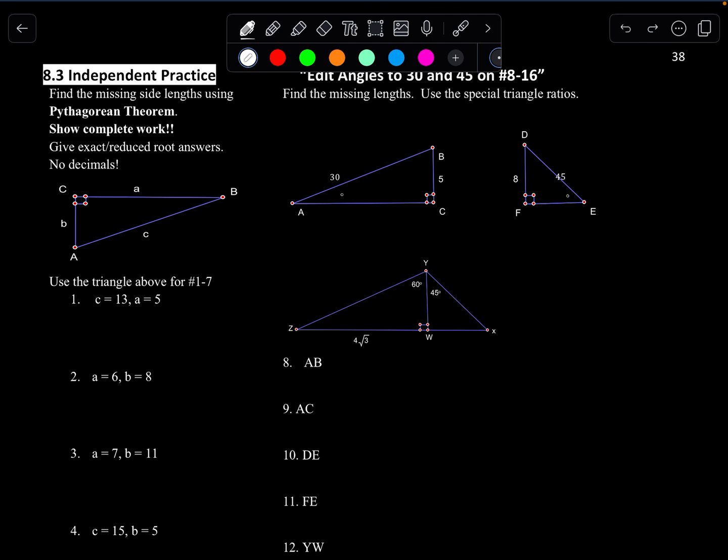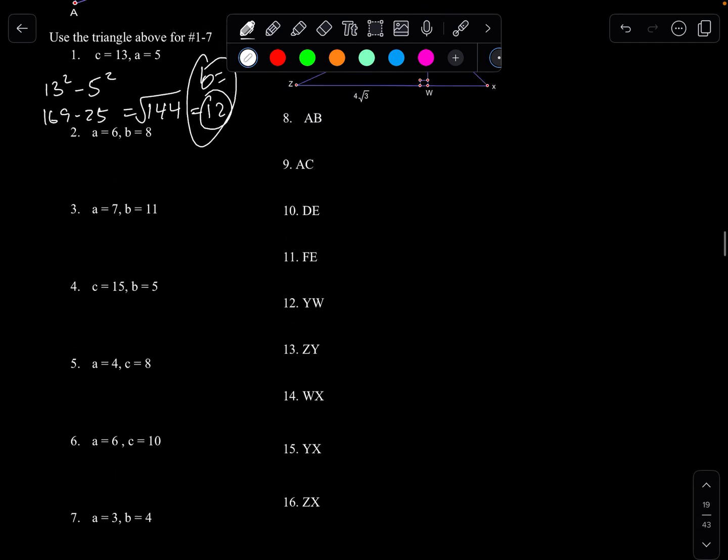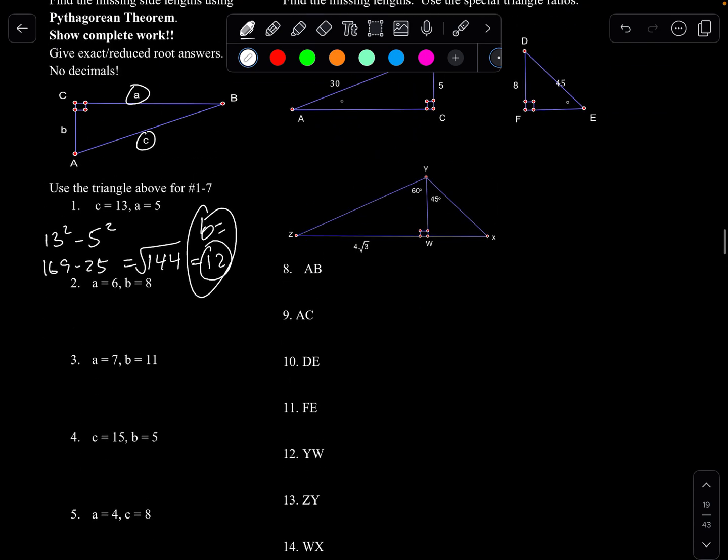We've got C squared is 13, so that's going to be 13 squared. That's my hypotenuse, minus my leg, which is 5 squared, which is going to be 169 minus 25, which is 144, and the square root of 144 is 12. So that's how I got that B was equal to 12, because we got to find all the missing side lengths. And you do the same thing for the rest of those, 1 through 7.